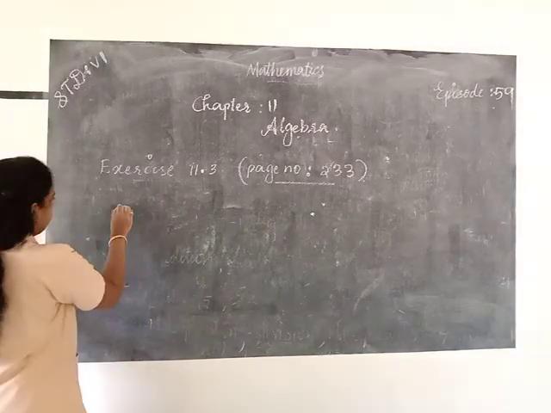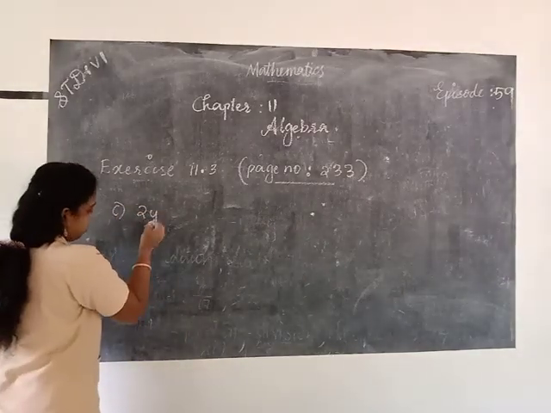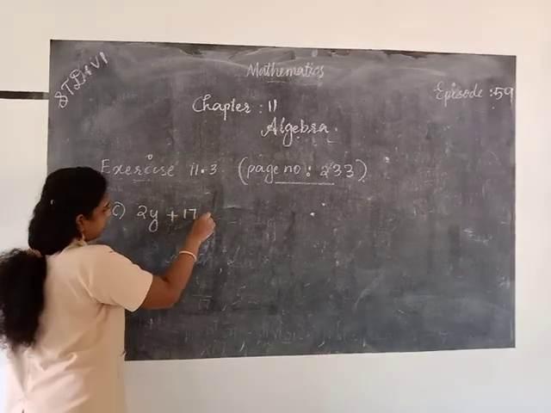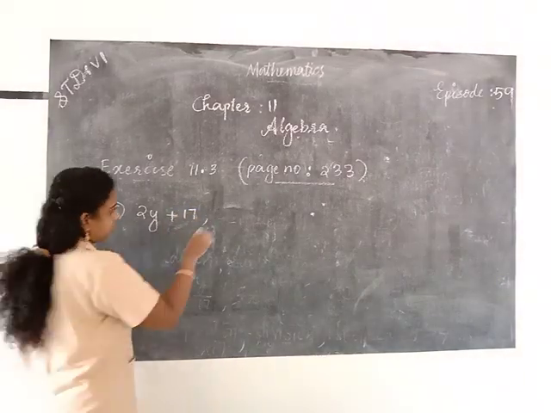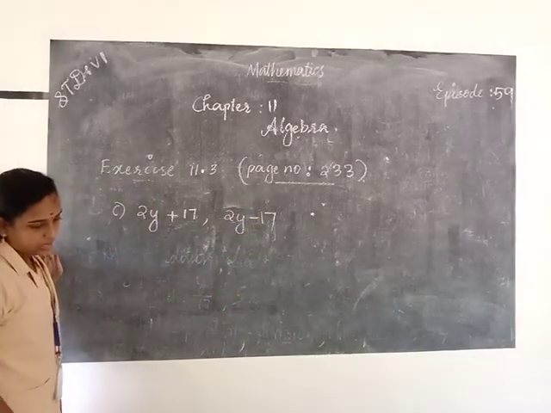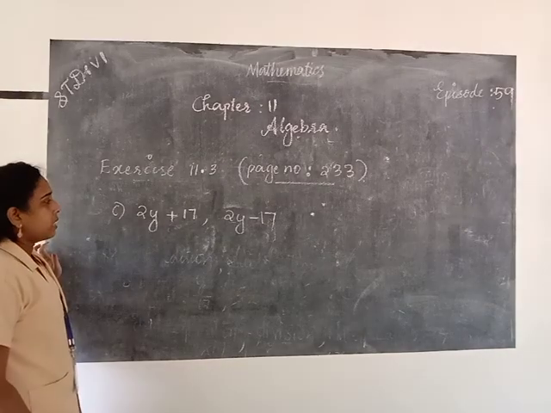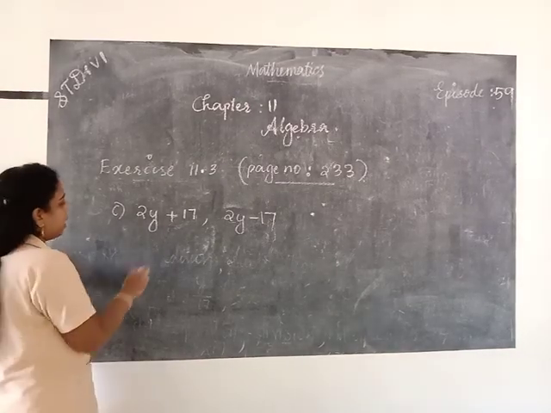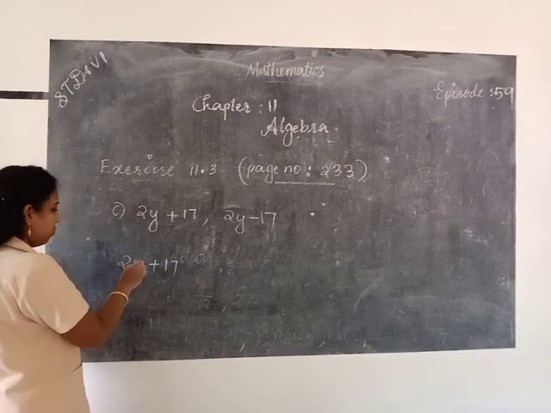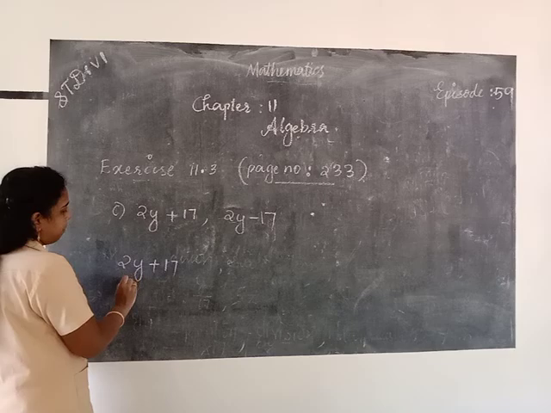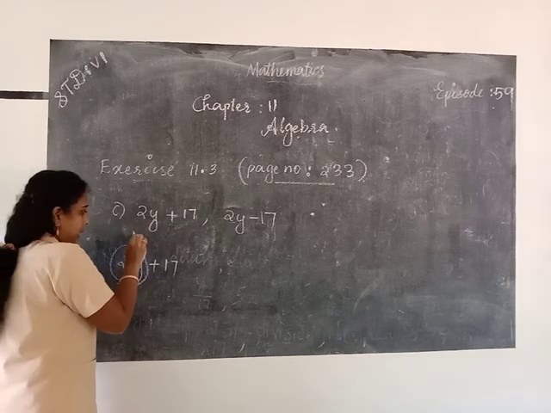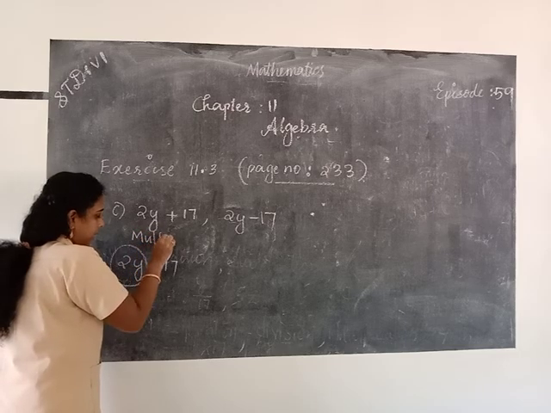Then C, 2y plus 17, 2y minus 17. Okay, so here the operations are, in the first expression, that is 2y plus 17, first y is multiplied by 2. Y is multiplied by 2. So multiplication is used.